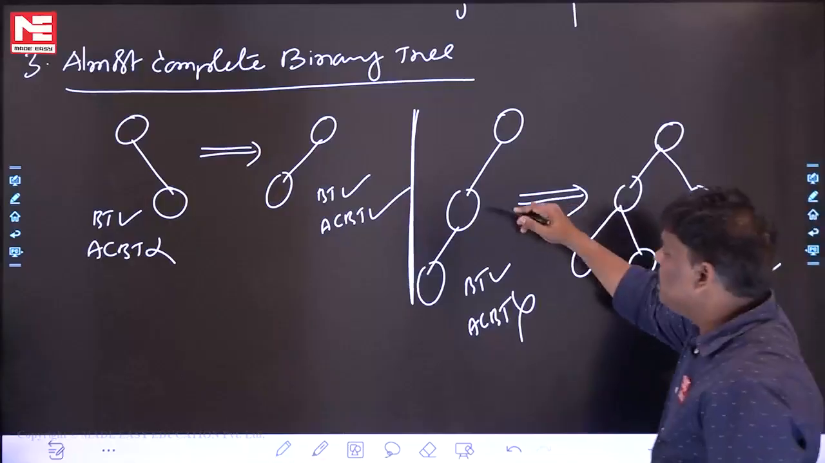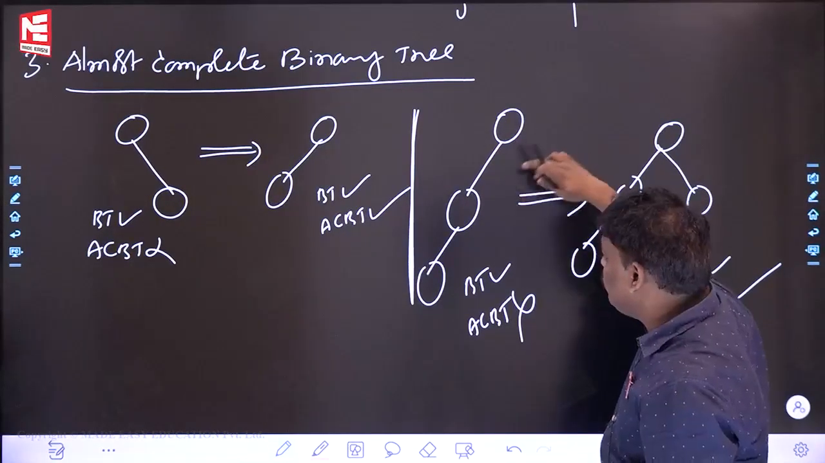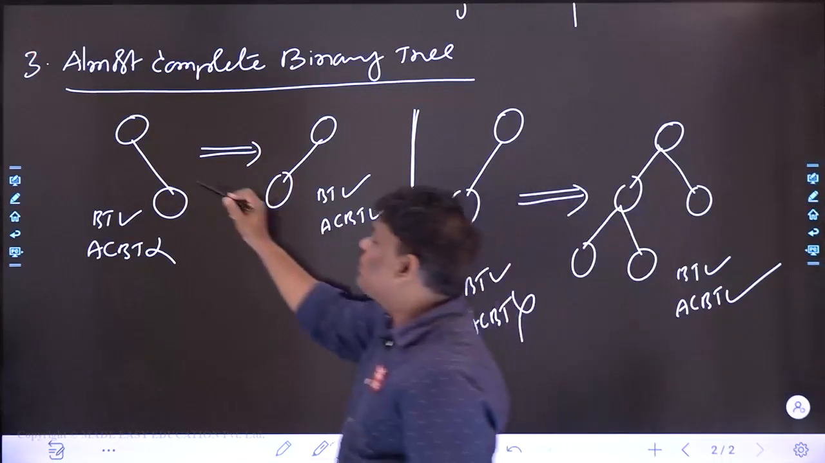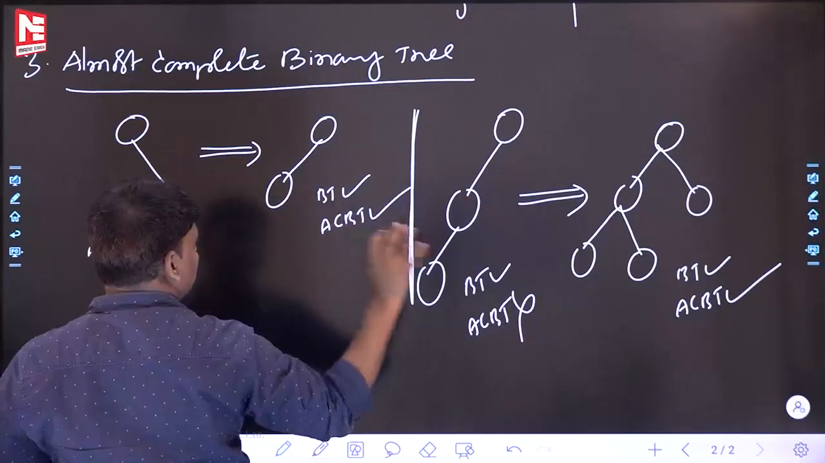Right, what is the problem here? See, the previous level is not completely filled. Why are you going to the next level? Here, a left gap is there. Why are you going right? So these are the two conditions.